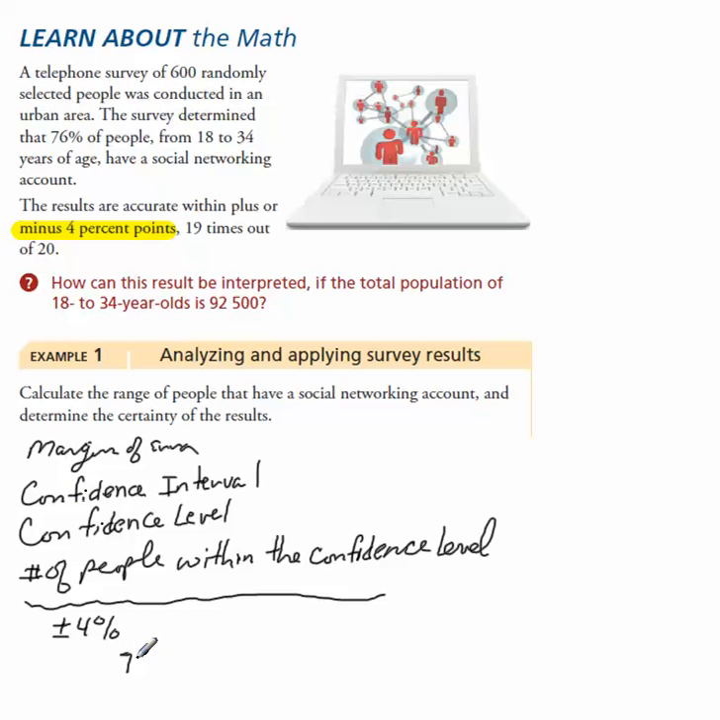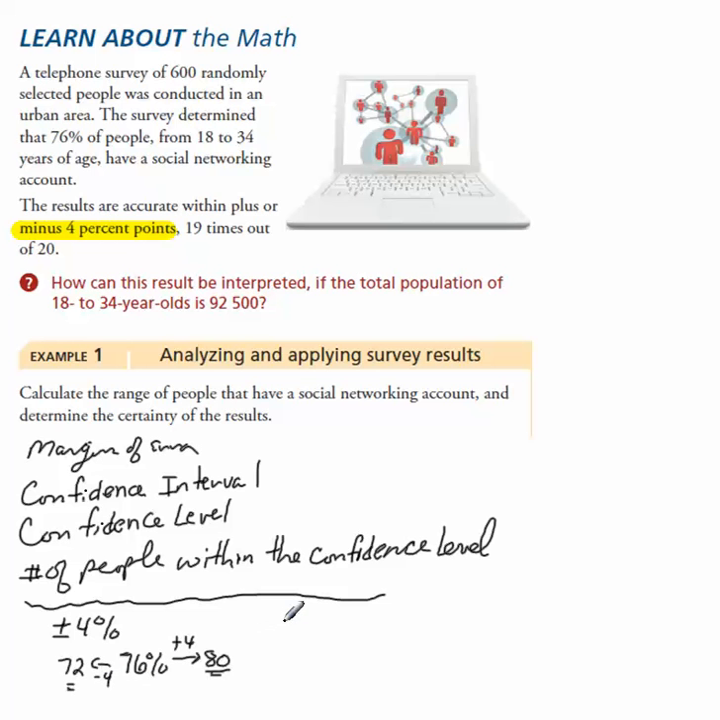So the confidence, 76%, or that 76% of the people have a social networking account. So what they're saying is that their results are accurate plus or minus 4%. So it could be 4% higher or 4% lower. So the interval would range from 80% down to 72%. So that's the confidence interval.